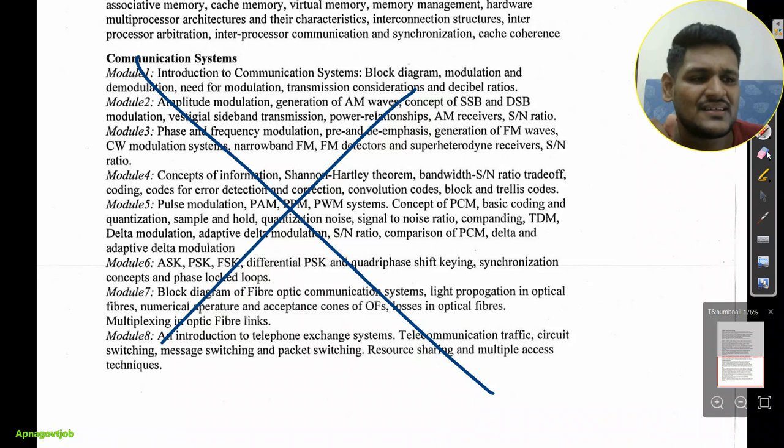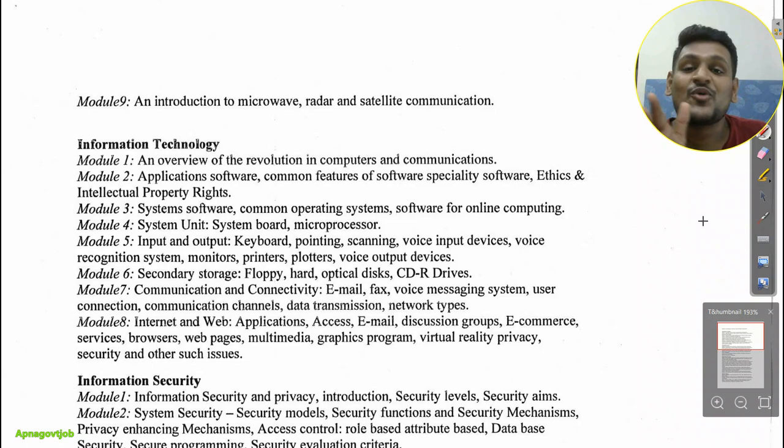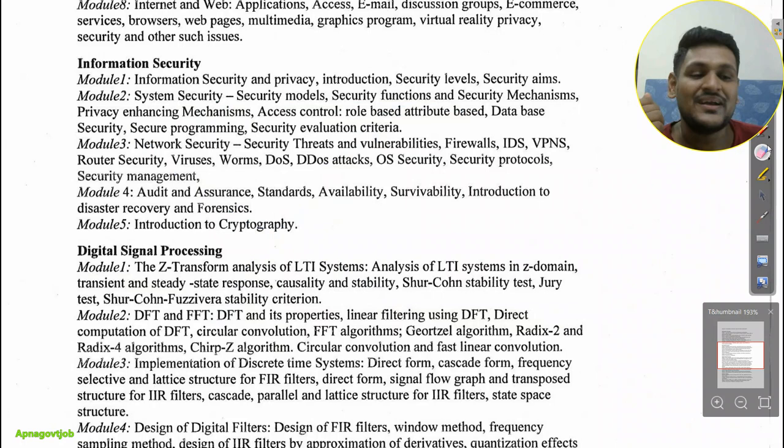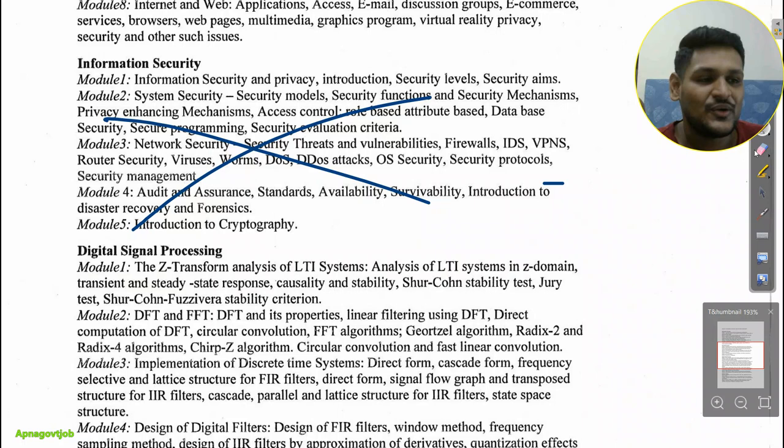Then information technology means from an electrical engineer, they want, he or she should have knowledge of electronics communication also, computer science also, and IT also. See, then radar, satellite, leave this. Then also this, you can leave this, no need to waste time here. Basically information security, I want to meet this guy who framed the syllabus. Then your information security and privacy is there, cryptography, they want cryptography also, artificial intelligence also, leave this. Then DSP is there. In DSP basically, let's see what we have.